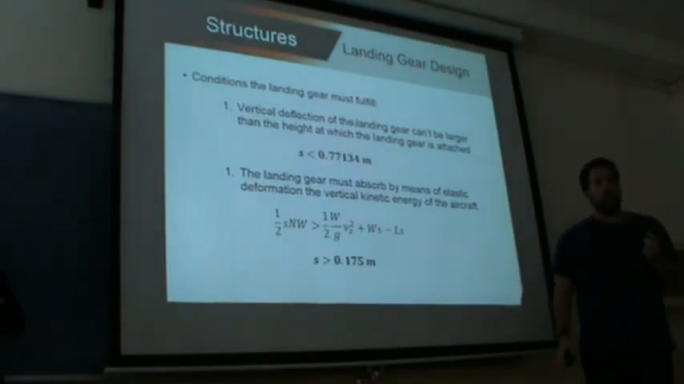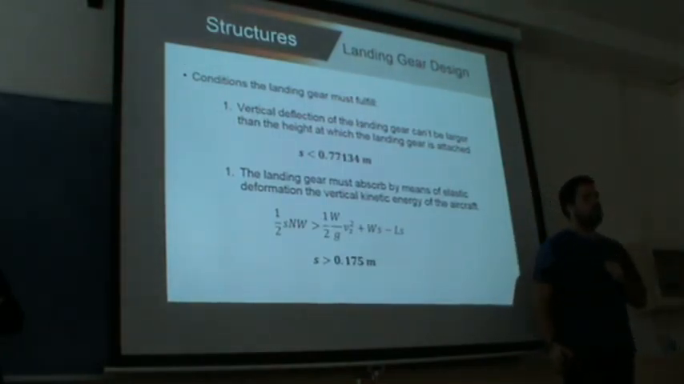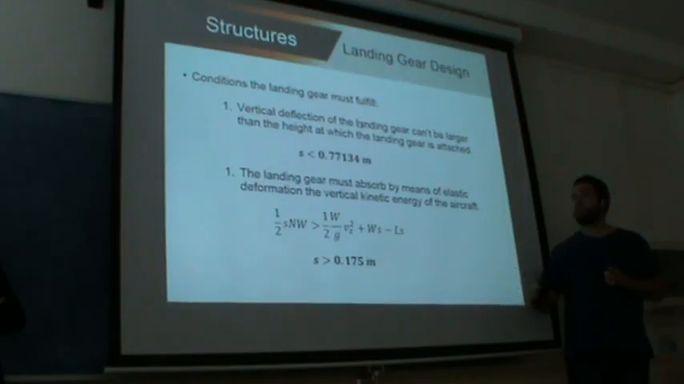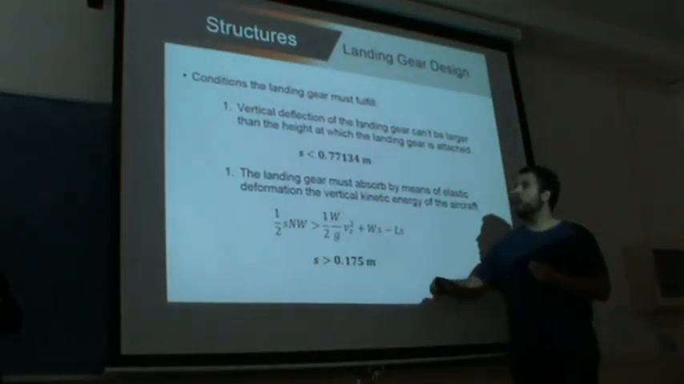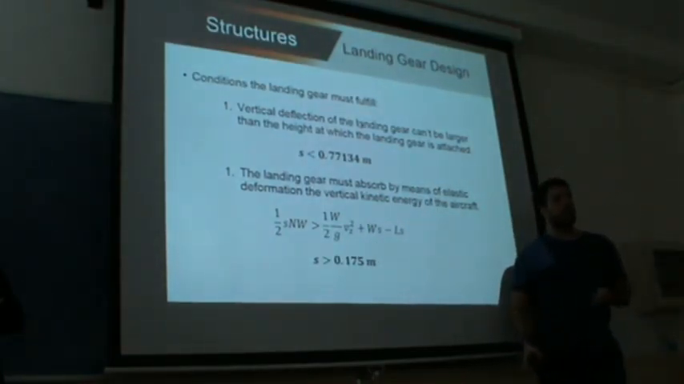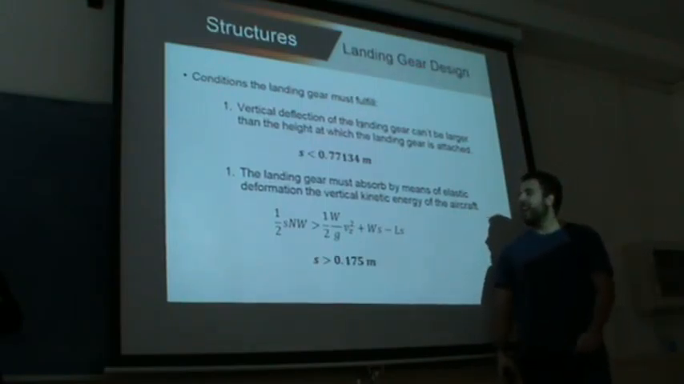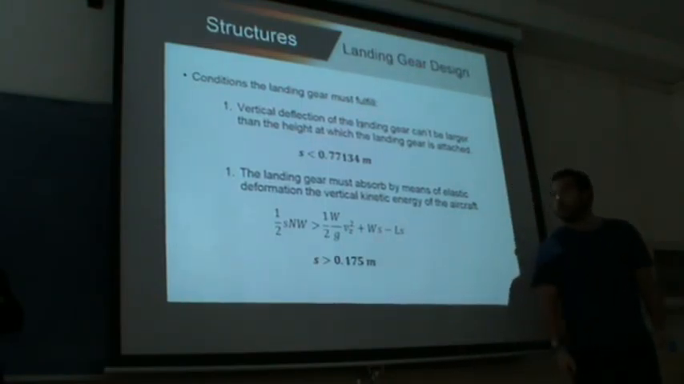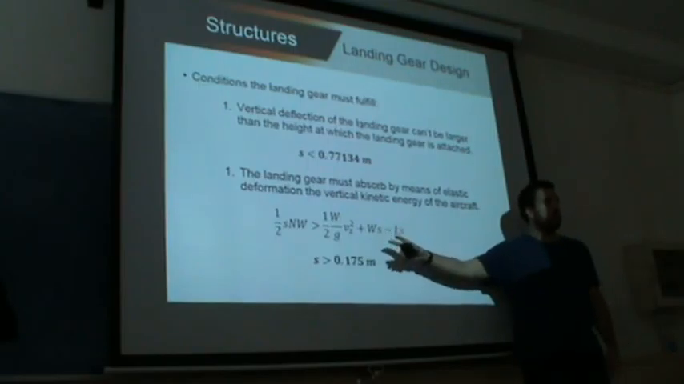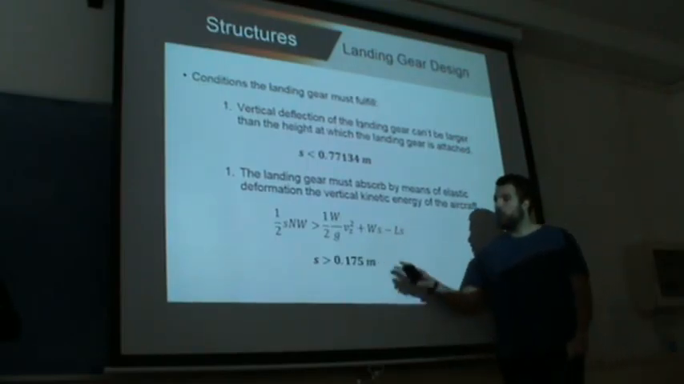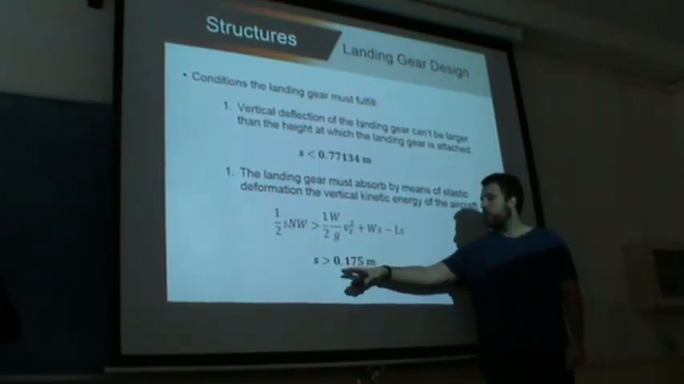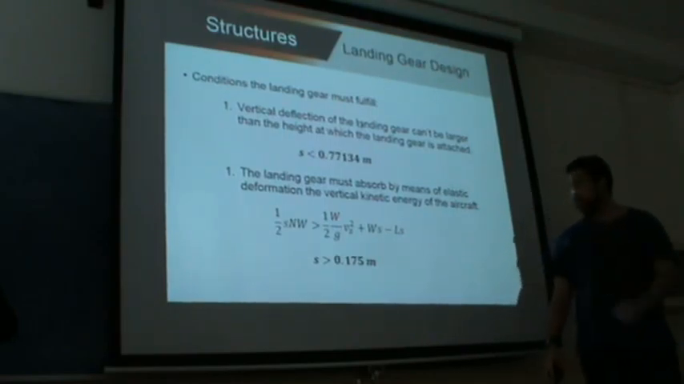Okay, now let's move on to the two main conditions of the landing gear. First of all, the deflection of the landing gear mustn't surpass this limit. This limit is the deflection that makes the plane touch the ground, and we cannot allow this. The second condition is the shock absorption. The landing gear must be able to absorb a shock equivalent to the vertical kinetic energy of the plane. And doing the calculations, that leads to the deflection of the landing gear having to be higher than 0.17 meters.